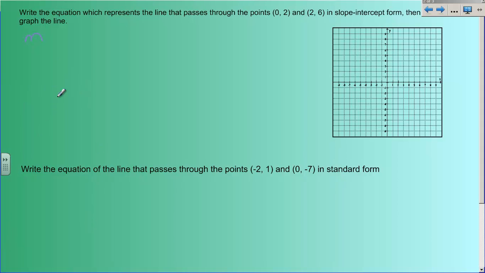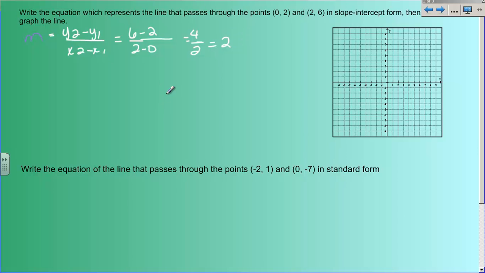The first thing I'm going to have to do is find my slope, and I have to find my slope using this formula from way back when, because I've been given 2 points. So step 1, I'm going to find the slope, and so I'm going to plug what I know into this. I'm going to subtract my y's, so I have 6 minus 2, and then I'm going to subtract my x's, so I have 2 minus 0. And then I'll simplify. 6 minus 2 is 4, 2 minus 0 is 2, and then 4 over 2 simplifies to 2. So now I have my slope.